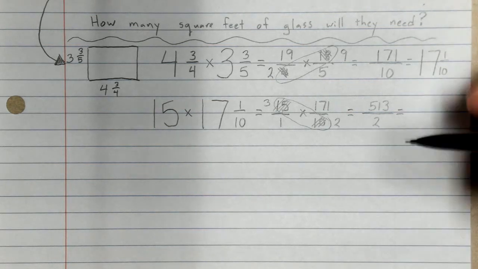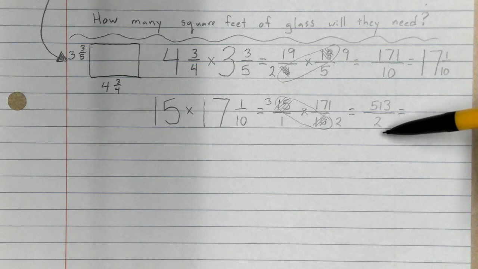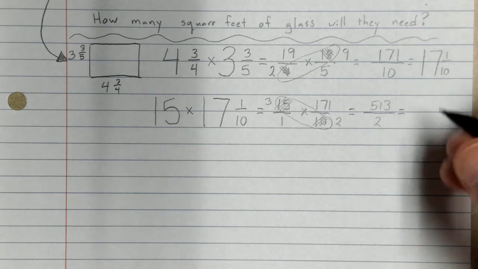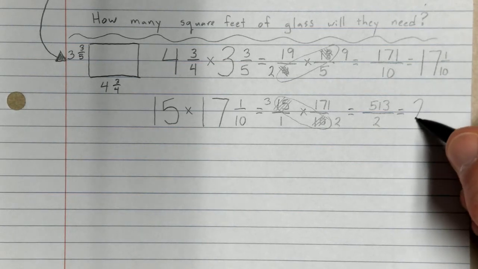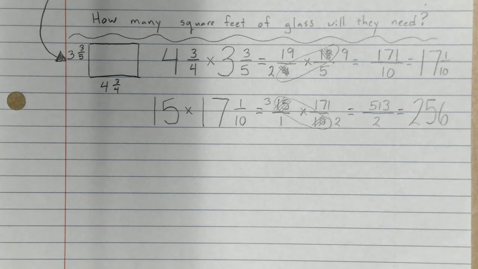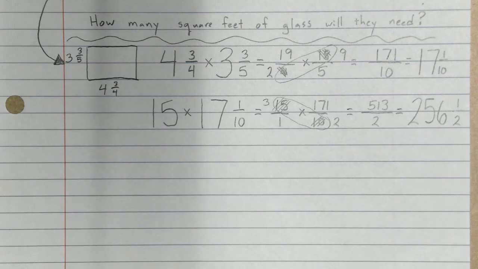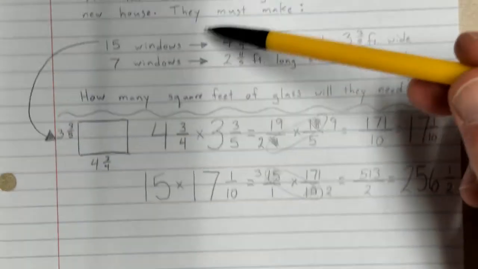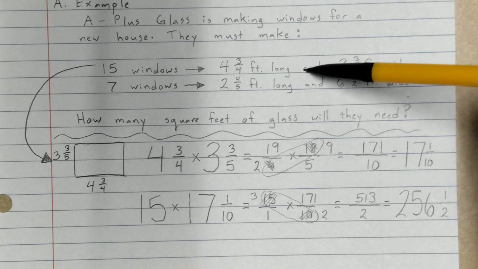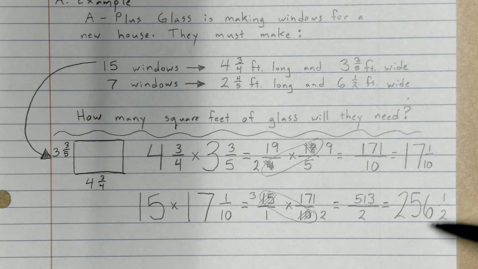Now, our video would be very long if I showed you how to do the long division, so I'm going to trust that you remember. We divide 513 divided by 2. And when we do that, our final answer is 256. I'm running out of paper. 256 and a half. 15 windows with these measurements would require 256 and a half square feet of glass.